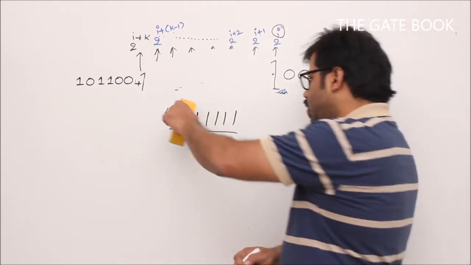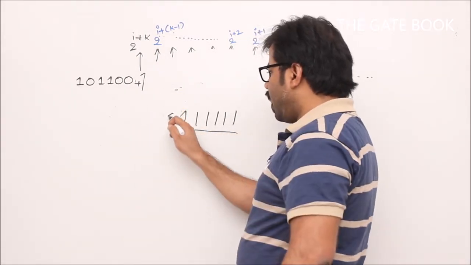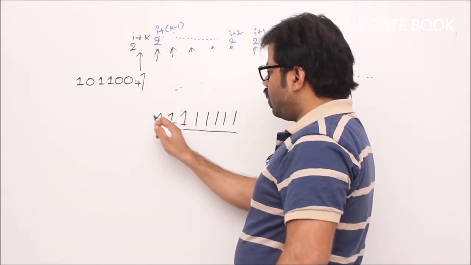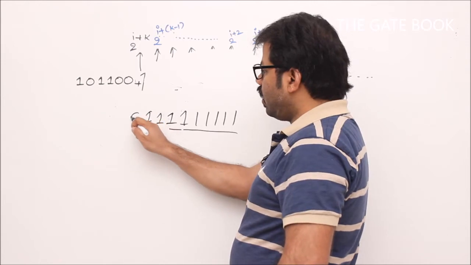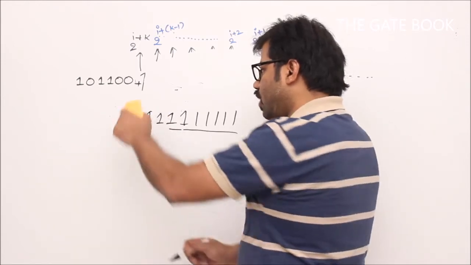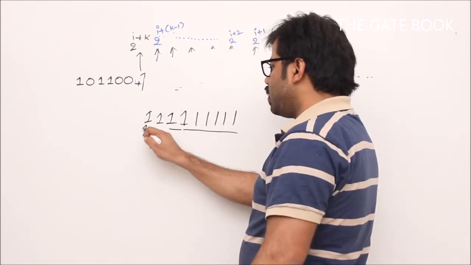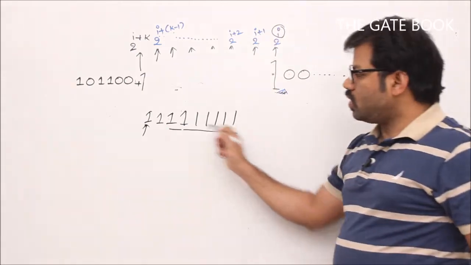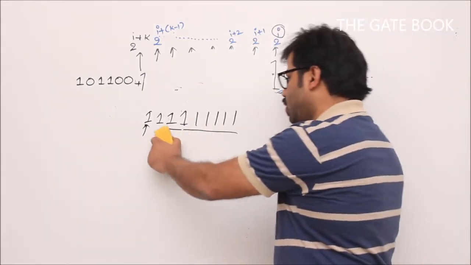Correct? If this is not the rightmost one, then there should be another one. Correct? There should be another one. There should be another one. Then suddenly you may get 0. But if there is no 0, it means what? The last one is nothing but the rightmost digit of this entire binary sequence.